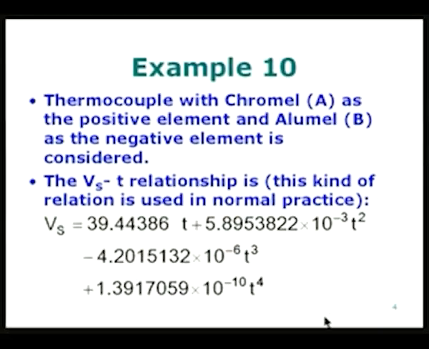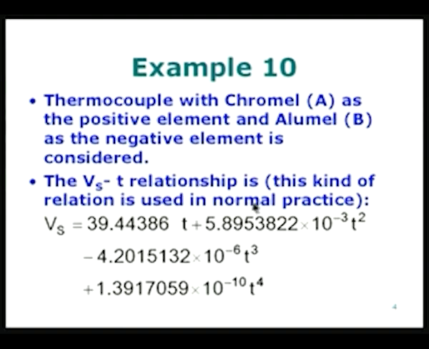I am taking a thermocouple in which I am choosing the material A to be a material called chromel. I will come back to the materials a little later on. The positive element will be chromel A, and the element B, or the negative element, will be alumel. These two are alloys of different materials put together, metallic alloys. And now I am going to consider this combination, and I will give you the VST relationship of these two, which is obtained from the references.